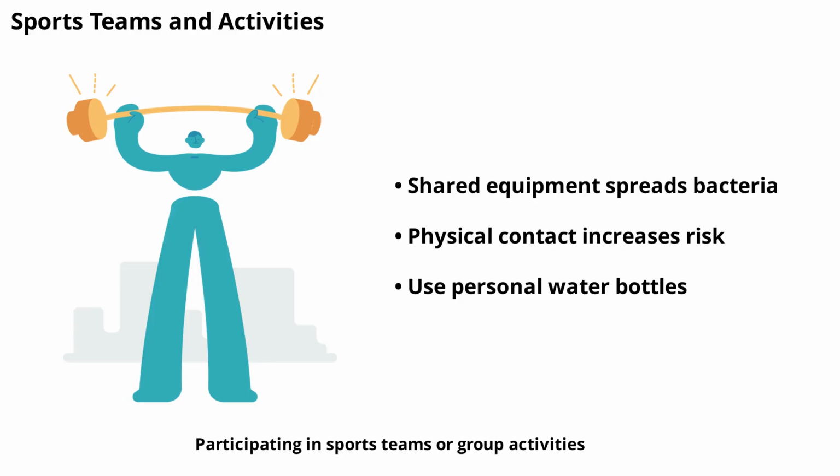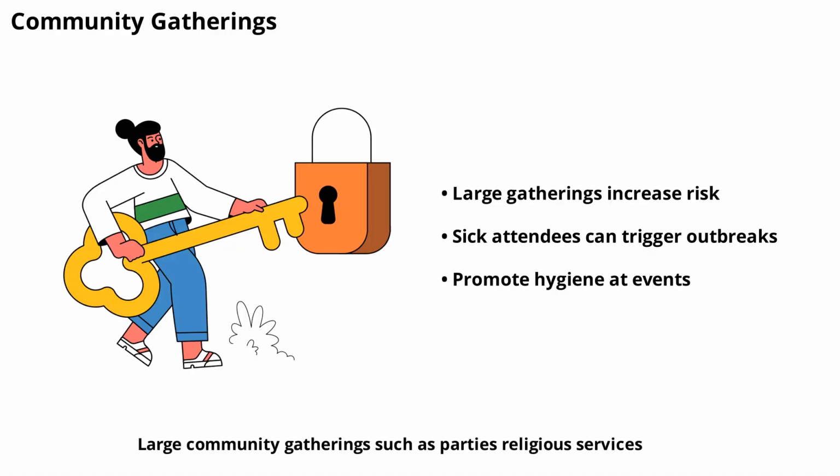Participating in sports teams or group activities can increase the risk of strep throat, especially when equipment, water bottles, or locker rooms are shared. Close physical contact and heavy breathing during exercise can also facilitate transmission. Teams should encourage personal equipment use and good hygiene practices. Large community gatherings, such as parties, religious services, or concerts, bring many people together in close quarters. These events can become hotspots for strep throat outbreaks, especially if someone attends while contagious. Organizers should promote hand hygiene and encourage sick individuals to stay home.